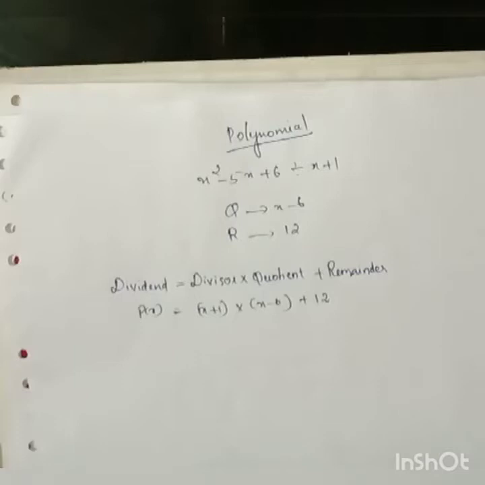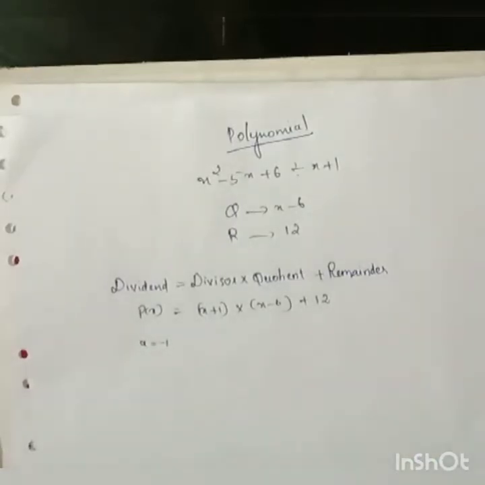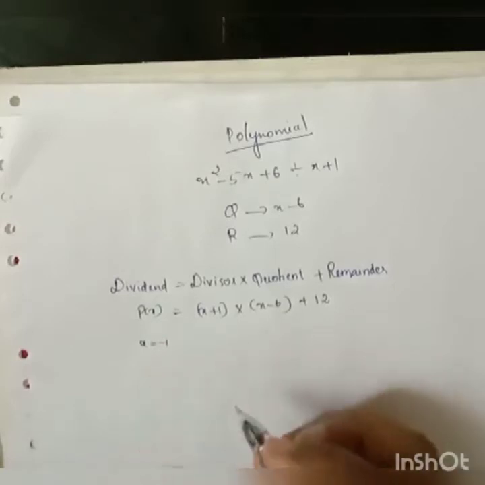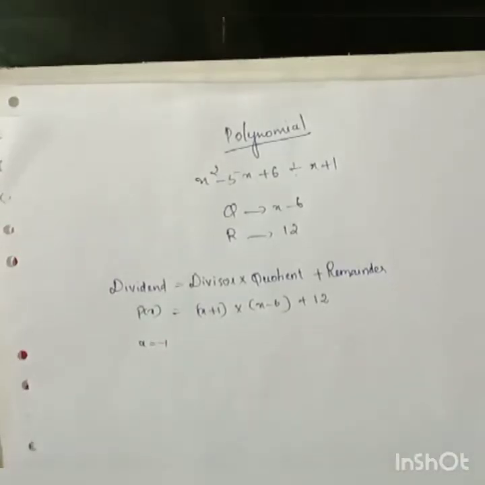Now let us substitute x equal to minus 1. Why minus 1? Because minus 1 is a magical number. We will soon see. Substitute minus 1 in place of x.